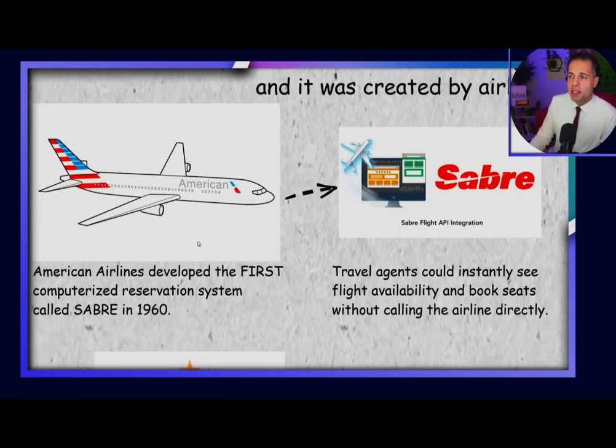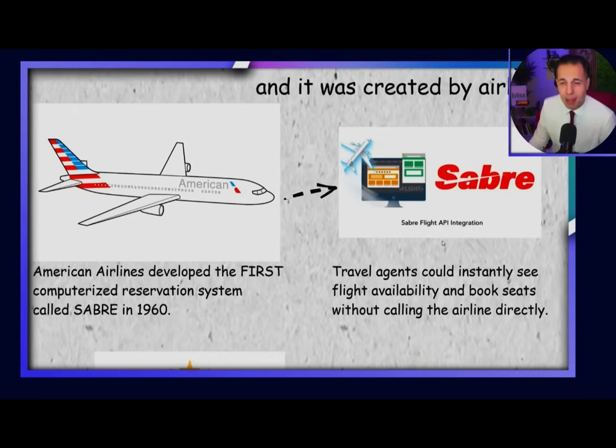So they're the ones that developed something called Sabre. Sabre is the first global distribution system that allows travel agents to instantly see flight availabilities in American Airlines, and then they can book the seats without having to call American Airlines. This revolutionized everything. It's a communication channel without having to even communicate verbally with anyone. So this really changed everything.